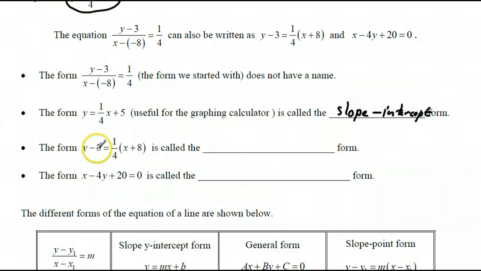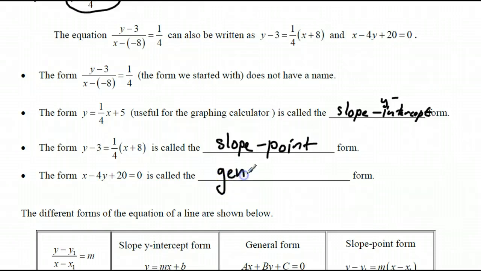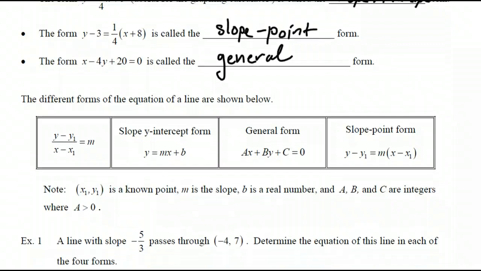The form y minus 3 equals 1/4 x plus 8 is called the slope point form. Let's call this slope y-intercept. And the form x minus 4y plus 20 equals 0 is called the general form. So we have the slope y-intercept form, the slope point form, and the general form. Different forms are shown below.